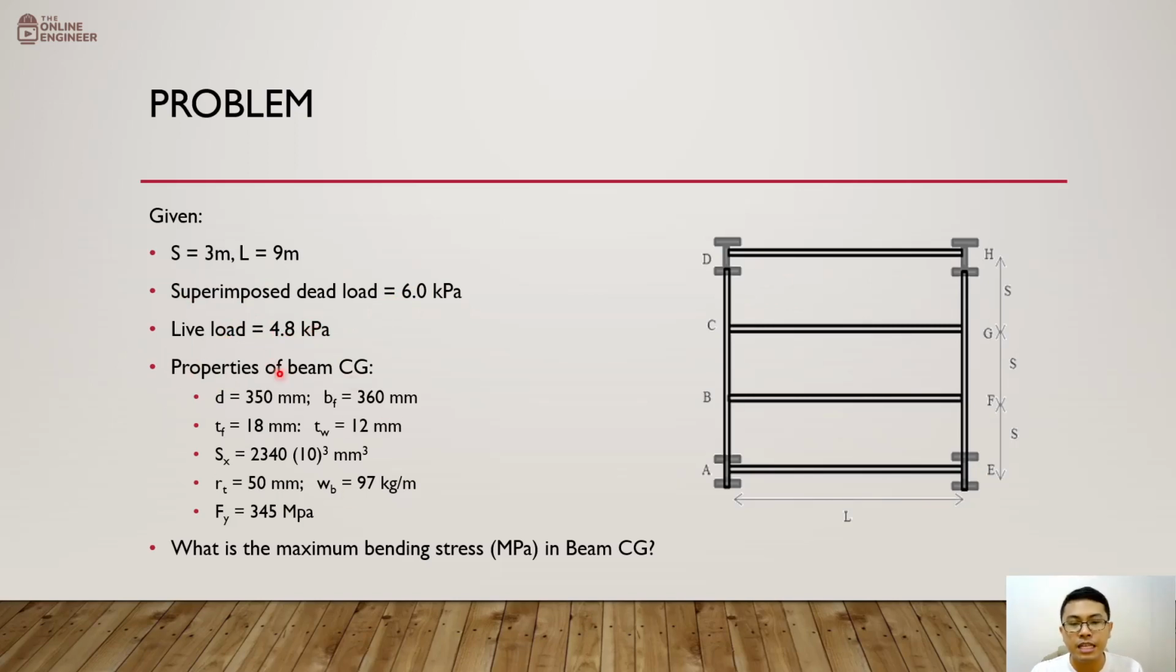And we have the properties of beam CG. So we're going to analyze beam CG over here. The question here also has to do with beam CG. Okay, so we have the depth of that section. We have the flange width, the flange thickness, the thickness of the web, the section modulus, the RT, the weight of the beam, and Fy, the yield strength of steel, which is 345 megapascal. The question is, what is the maximum bending stress in beam CG? So that's what we're going to solve.